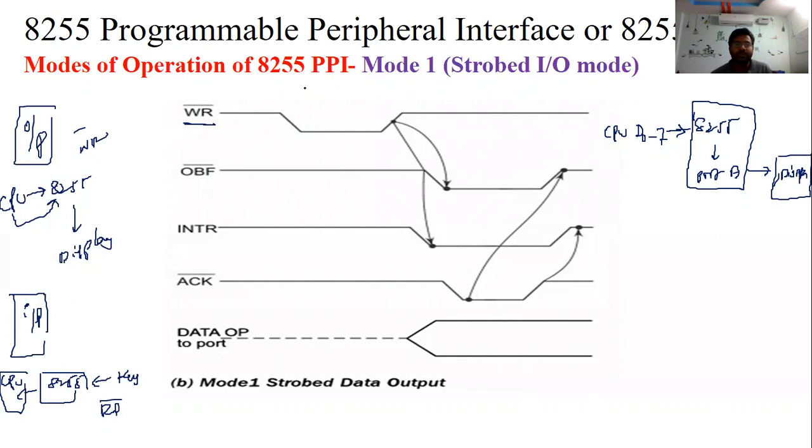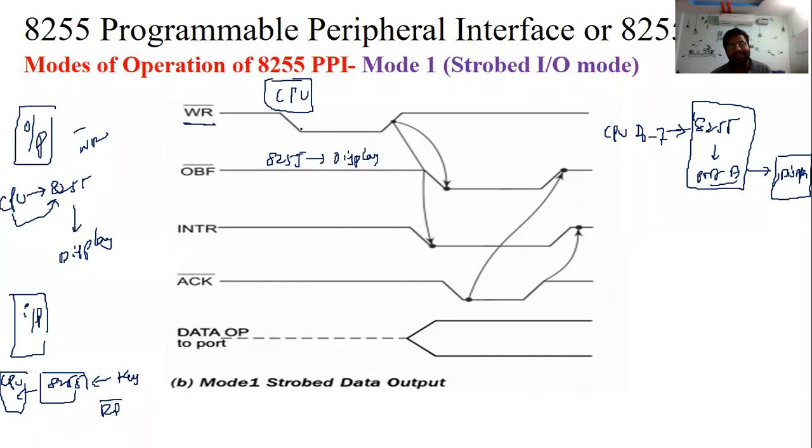Once the write operation is performed, generated by the CPU, whatever data is available in the CPU comes to the output buffer. Once that data is available in port A or port B, whatever it may be, the 8255 PPI generates the output signal OBF to the display.